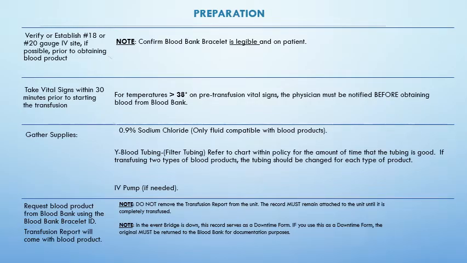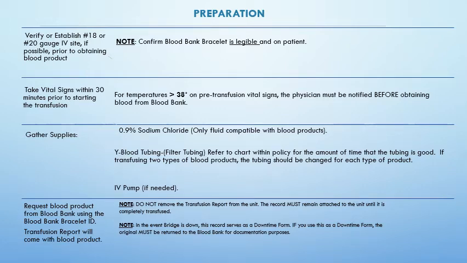When preparing to give blood, you need to verify or establish an 18 or 20 gauge IV site. This is going to be prior to obtaining the blood product. Please confirm that the blood bank bracelet is legible and on the patient. You need to take vital signs within 30 minutes prior to starting the transfusion. If your patient's temperature is greater than 38 degrees Celsius on pre-transfusion vital signs, you need to notify the physician before obtaining blood from the blood bank and get their okay to administer the blood anyway.